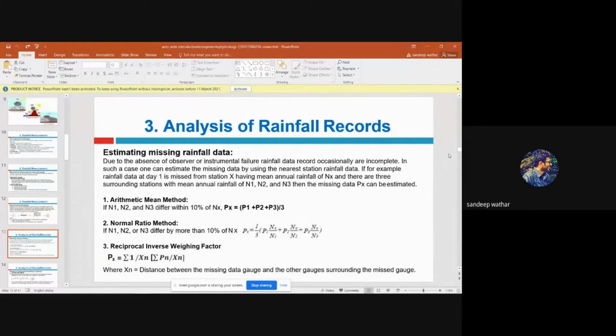Then we understood how to represent the precipitation. Then we tried to understand how to calculate the average precipitation for any given area by the Thiessen polygon method, isohyetal method, or average precipitation method. So right now, if there is missing data, what should we do? And how do we interpret that missing data for any given region or place?